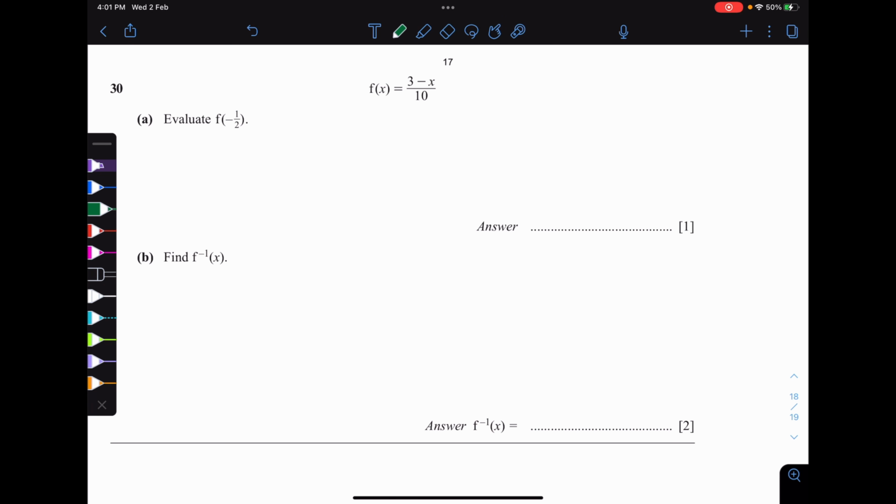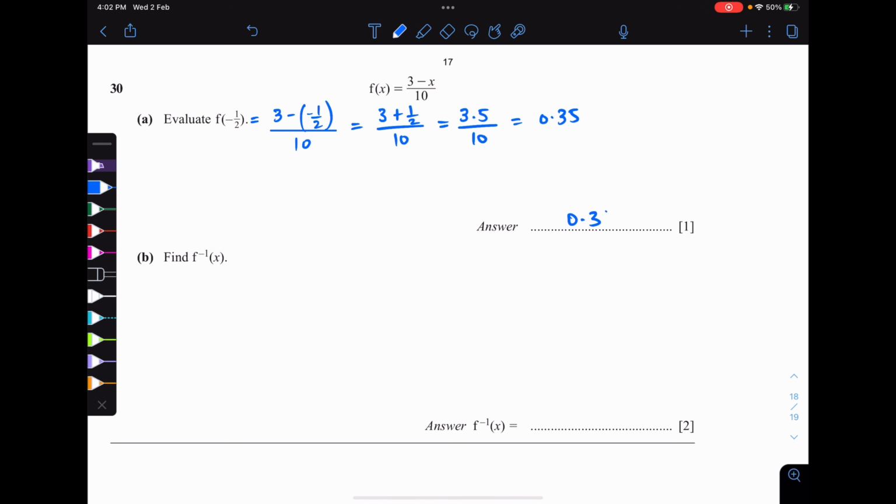Let's move to question number 30. Question number 30 is quite simple. It requires us to put x is equal to minus 1 by 2 in the function. So this is (3 minus minus 1 by 2) over 10. Now, whenever we're dividing by 10, it's a good opportunity to move towards decimals because it would be easier to convert to a decimal. So first of all, I would change the sign: 3 plus 1 over 2, divided by 10. Now 3 plus 1 over 2 is just 3 plus 0.5, which will become 3.5 over 10. And we know this is going to be 0.35.